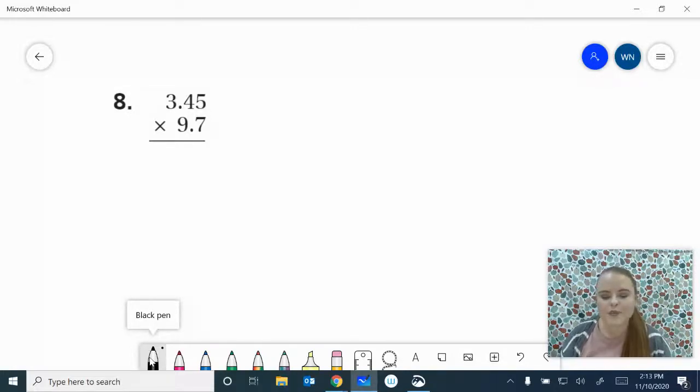All right, let's multiply this one. As you can see on this one, the decimals are not lined up on the magical decimal line, and that's okay. 7 times 5 is 35. 4 times 7 is 28, 29, 30, 31.